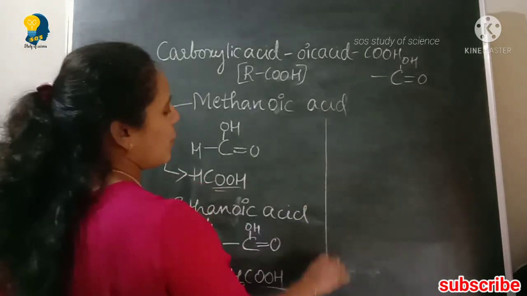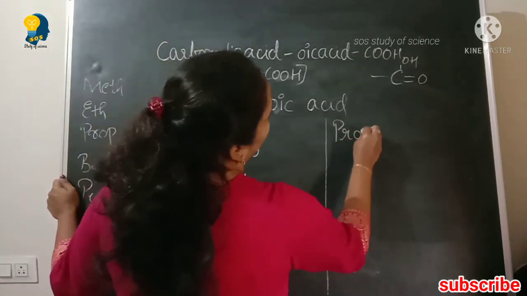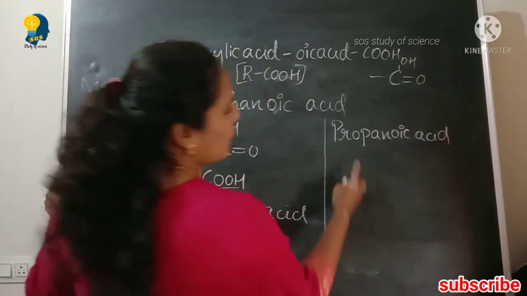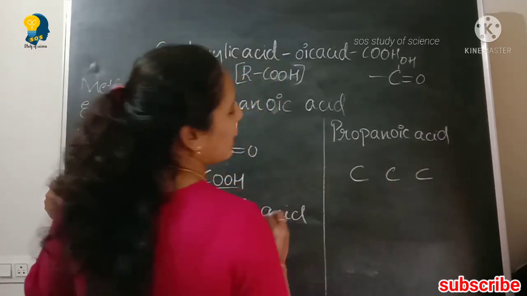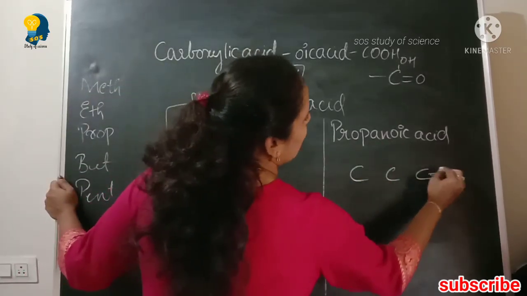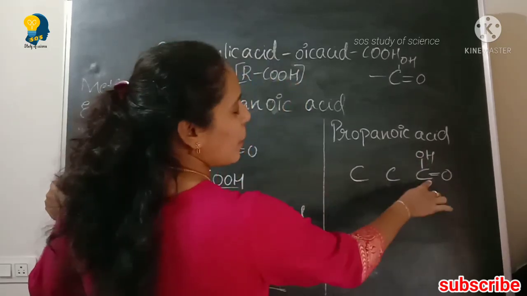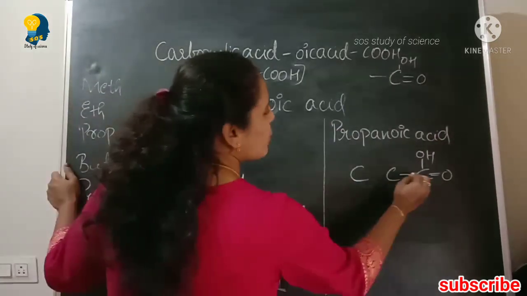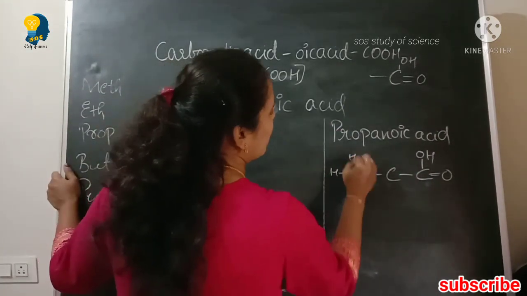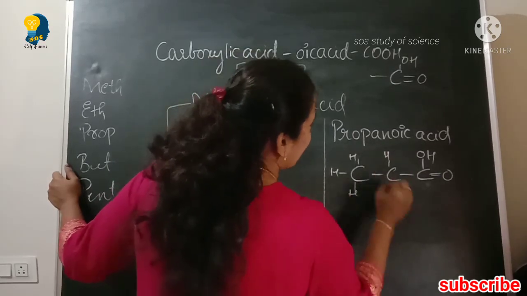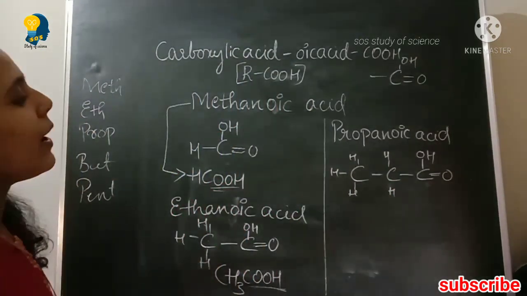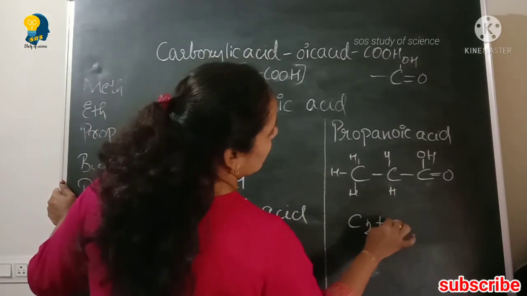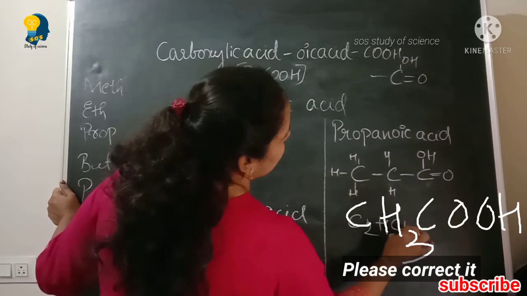One more I'll teach you, that is prop. We call it propanoic acid. Prop is nothing but 3 carbons. This third carbon is itself our functional group, so the prop property is done. The carboxylic acid functional group is there, and the rest of the carbons are surrounded by hydrogen. Very, very easy. The molecular formula is C2H5 and COOH.